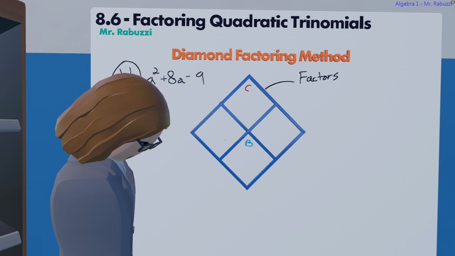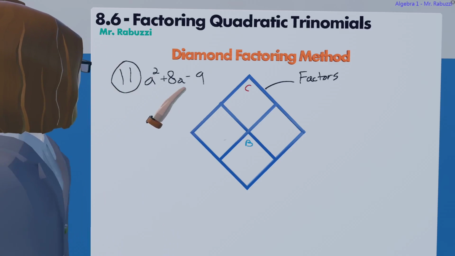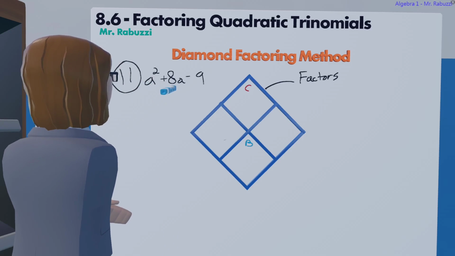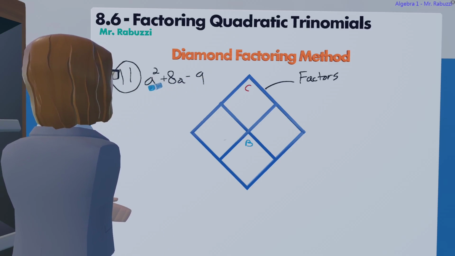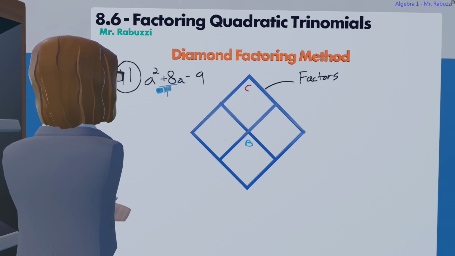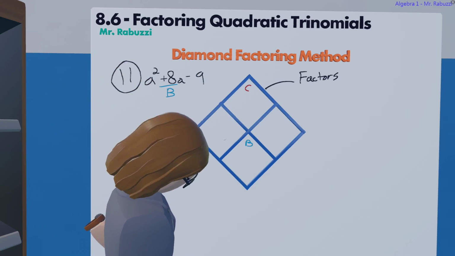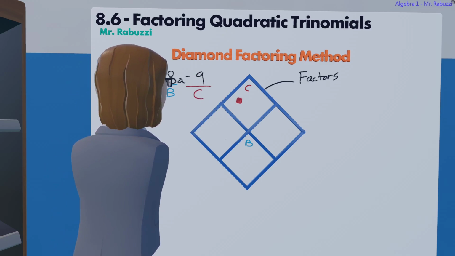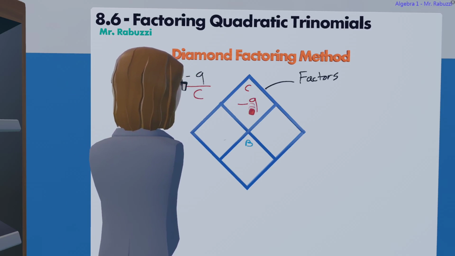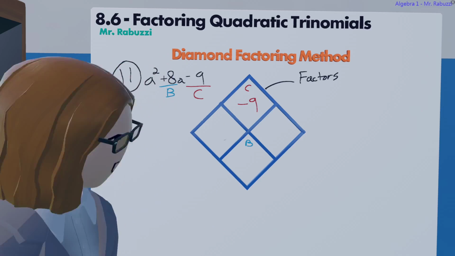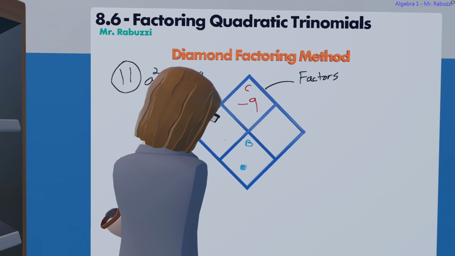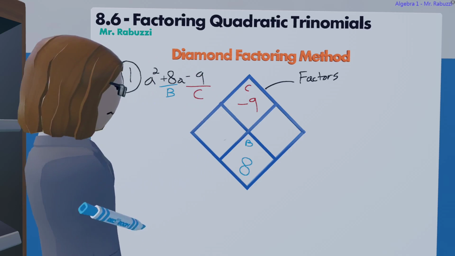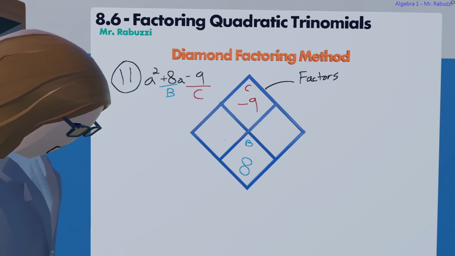Okay, first I'm going to just check this is in order. A squared, A number. So I can already say that's B. And I can already say that's C. So C is -9. And B is 8, +8. Okay, time to factor.